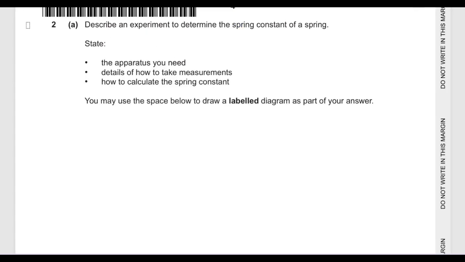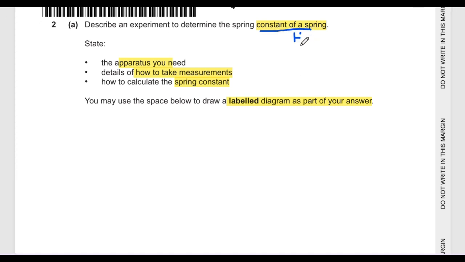Question number 2 says, describe an experiment to determine the spring constant of a spring. State the apparatus that you need, details of how to take measurements, and how to calculate the spring constant. You may use the space below to draw a labeled diagram as part of your answer.